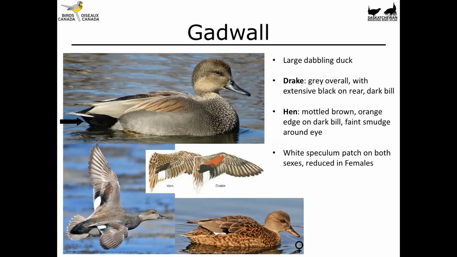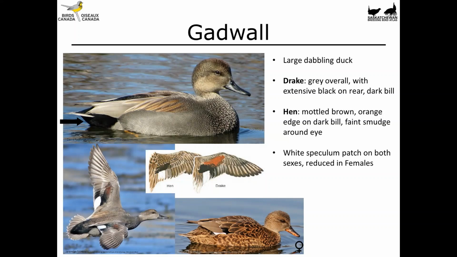The next duck is the Gadwall. This is another large dabbler. It's about 80% the size of a mallard. The drake is overall gray, and from a distance it appears just overall gray, but up close it's very intricately patterned. They have extensive black coloring on their rear end, or their bum, and they have a dark bill. And so this gray bird with a dark black bum is diagnostic for a male Gadwall.